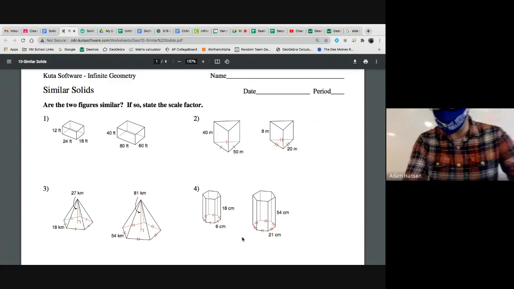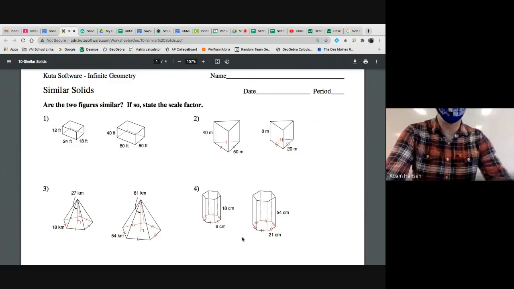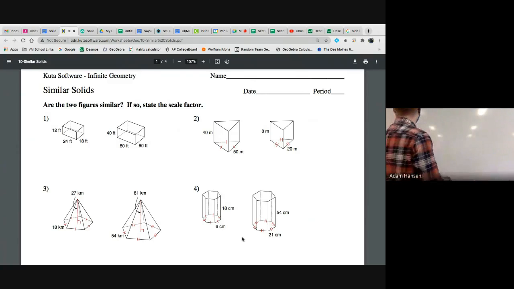We're going to try a few here in class, and your goal is to get the rest of this done with what time we have left. I'm going to skip around and look at a couple that I think are important.